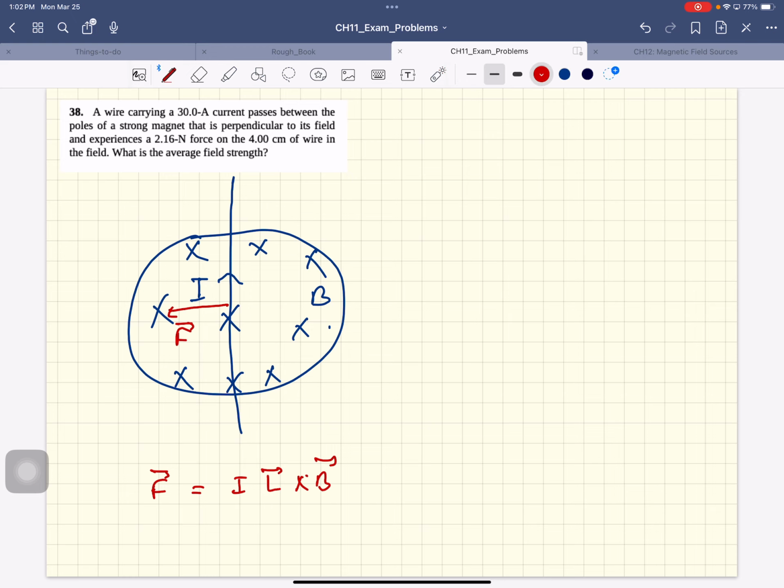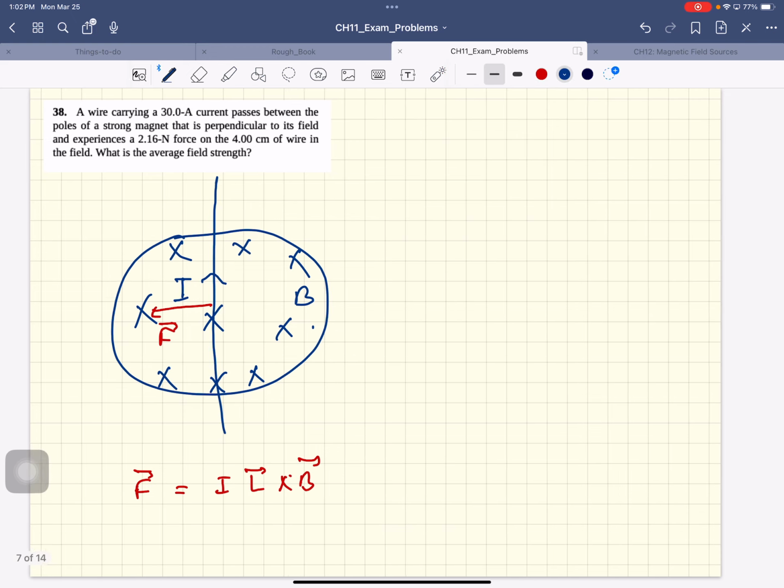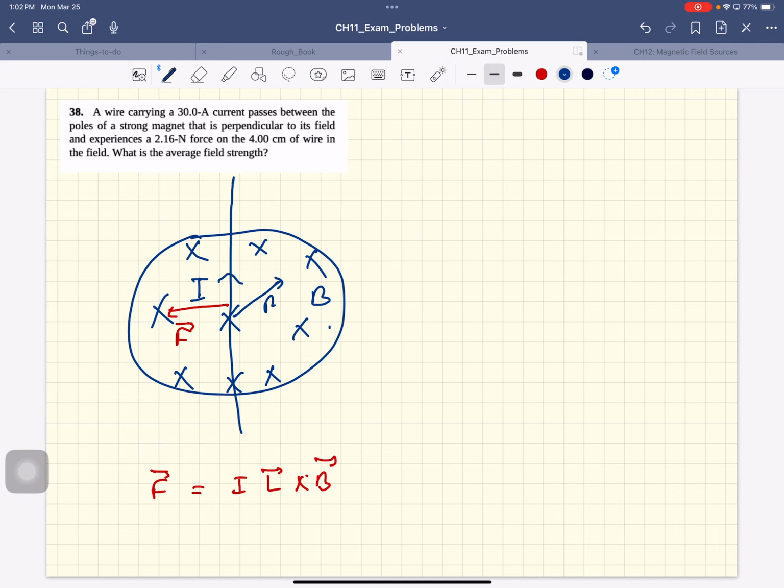Again, L cross B will be a force in that direction. Remember B is in this direction, and this is L. The angle between the L vector and the B vector is 90 degrees, so the magnitude of this force is ILB.